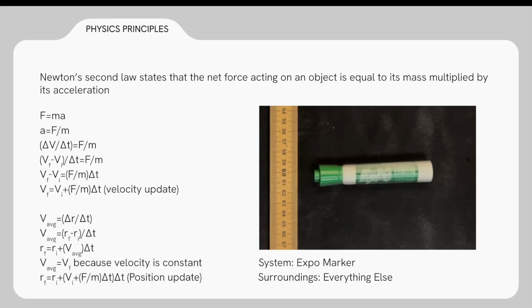As stated before, force is equal to mass times acceleration. This can be arranged and derived to show the position update formula, where position final equals position initial plus velocity initial plus force divided by mass times a change in time, times a change in time. For this specific experiment, the system is an Expo marker and everything else is the surroundings.